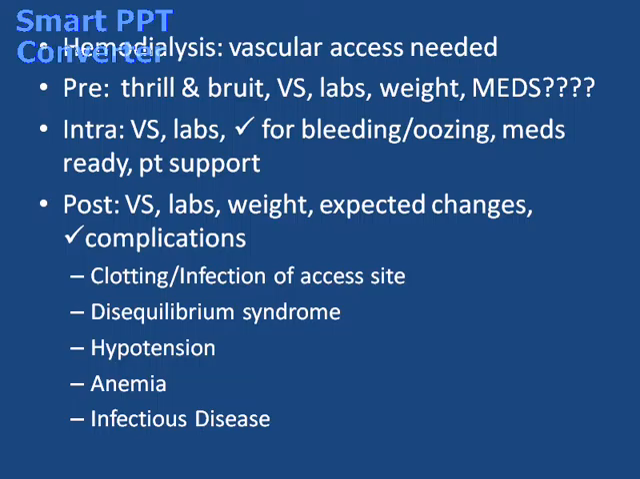So we want to make sure when we have these patients that there's patency of their access site. If it's a surgical placement, we're going to look for the presence of a bruit, where we're going to listen to that turbulence. We're going to look for a palpable thrill, so we put fingers over it and feel that turbulence inside the site. And also we're going to look for distal pulses and circulation.